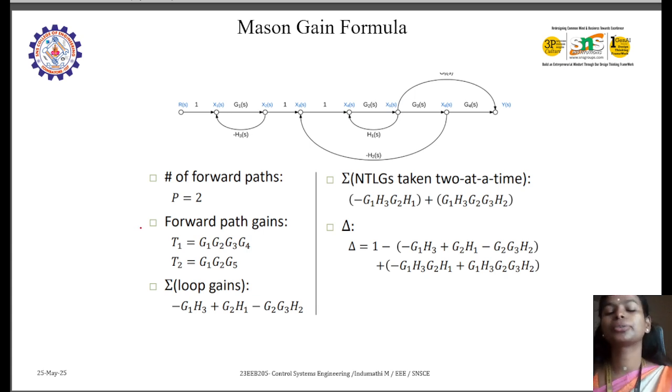And next, you have to substitute this in Mason's gain formula. That's all. We have two forward paths. Kindly calculate the forward path and loop gains, and the sum of two non-touching loops, and del is nothing but 1 minus the sum of gains of your loops, plus the sum of the products of the gains of your non-touching loops. That's what del is, and you substitute everything into Mason's gain formula and you'll get the transfer function. So that's all with the signal flow graph.